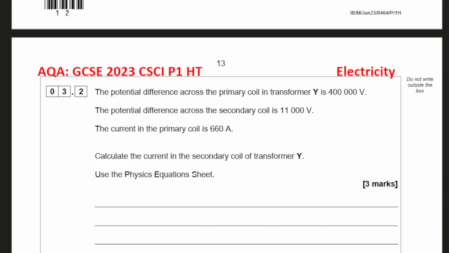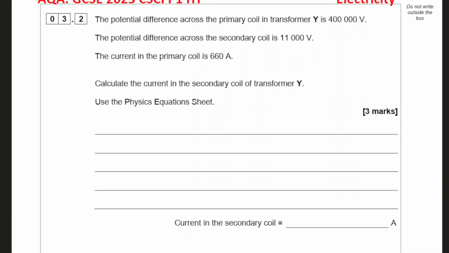The potential difference across the primary coil in transformer Y is 400,000 volts. The potential difference across the secondary coil is 11,000 volts. The current in the primary coil is 660 amps. Calculate the current in the secondary coil of transformer Y. Use the physics equation sheet.